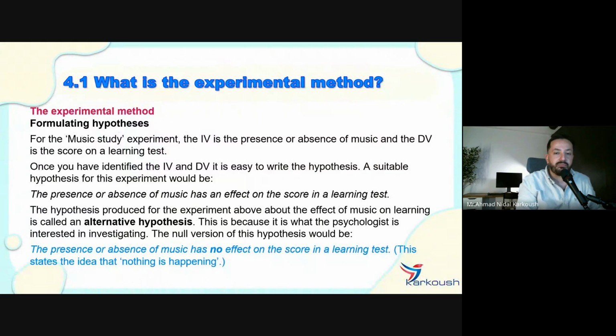So you start with your null hypothesis to say, you know what? I'm going to prove you wrong. I do believe the IV has an impact on the DV.